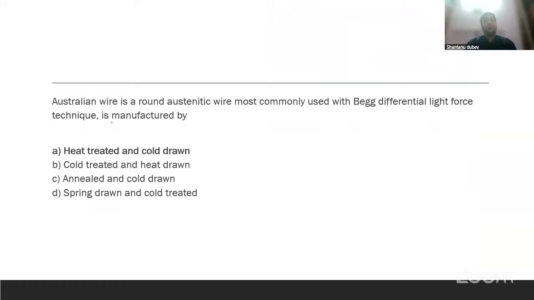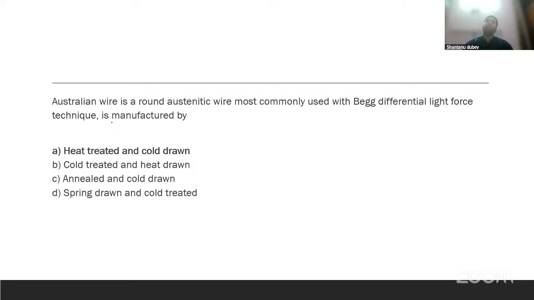Australian wire is a round austenitic wire, most commonly used with Begg's differential light force technique, and it is manufactured. Okay, I would say this is a very rare question, and a little higher level. I do not consider this UG level. This is very well taught in your postgraduation, if you go on to become an orthodontist. But it is an old technique. Begg's is an old technique.